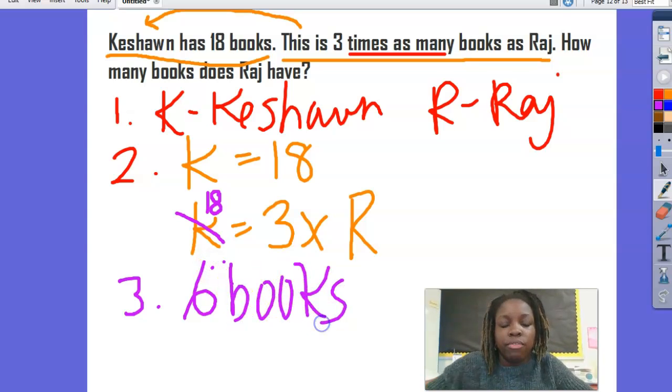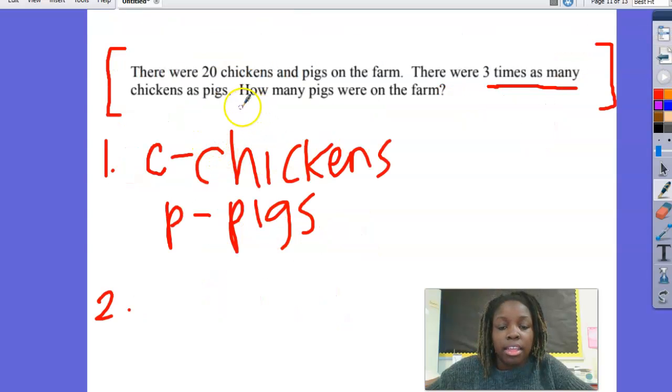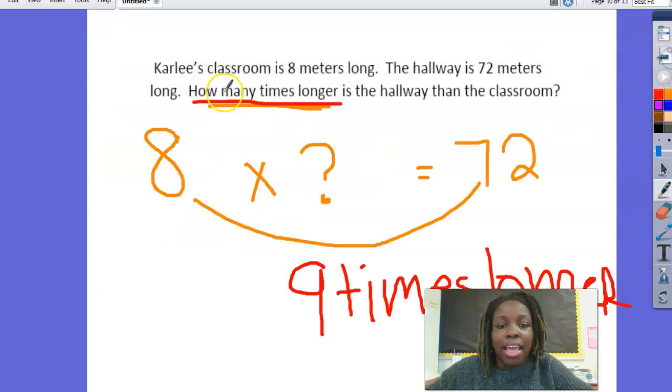All right, you guys, so we found out 2 ways to solve a multiplicative comparison problem, dividing or multiplying. And we looked at times as many, and also how many times longer something is. All right, you guys did amazing today.